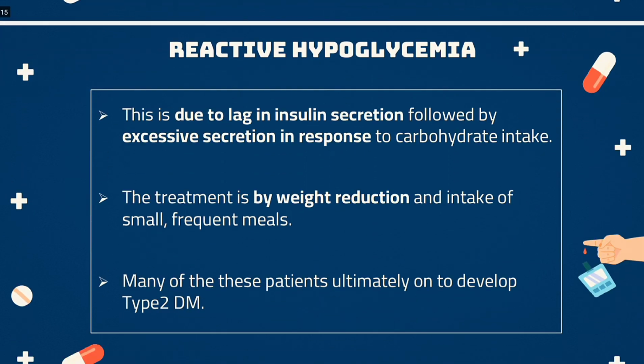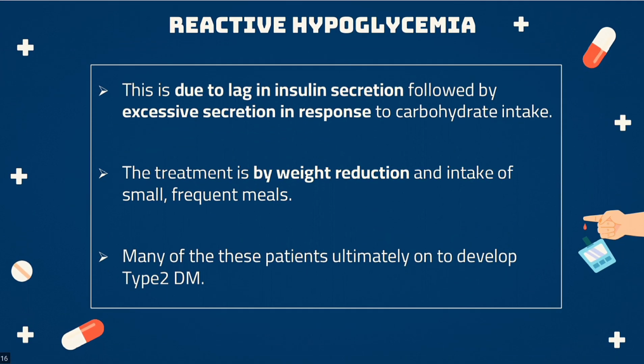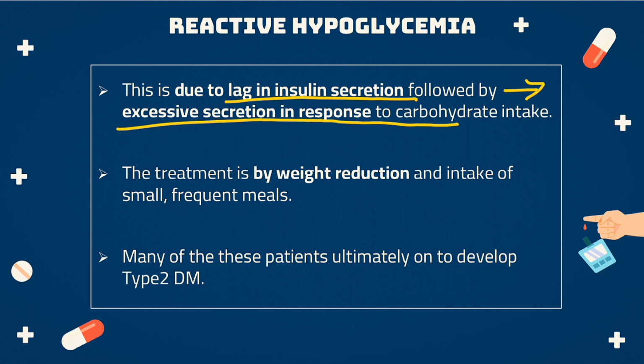So why does this reactive hypoglycemia condition develop? This is due to a lag in insulin secretion, followed by excessive secretion of insulin in response to carbohydrate intake, which ultimately causes hypoglycemia. And how can this reactive hypoglycemia be treated? It can be treated by reducing the weight of the person, and also we can motivate the person to take small and frequent meals. But many of these persons with reactive hypoglycemia have higher chances of developing type 2 diabetes mellitus.